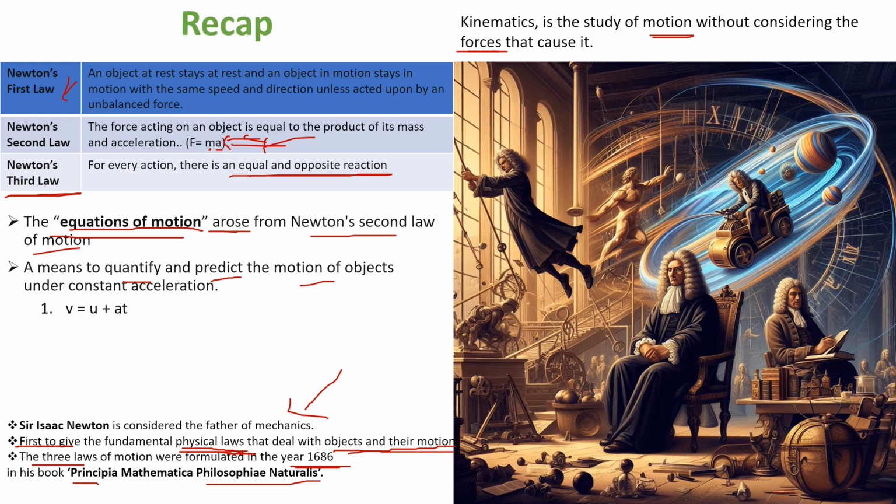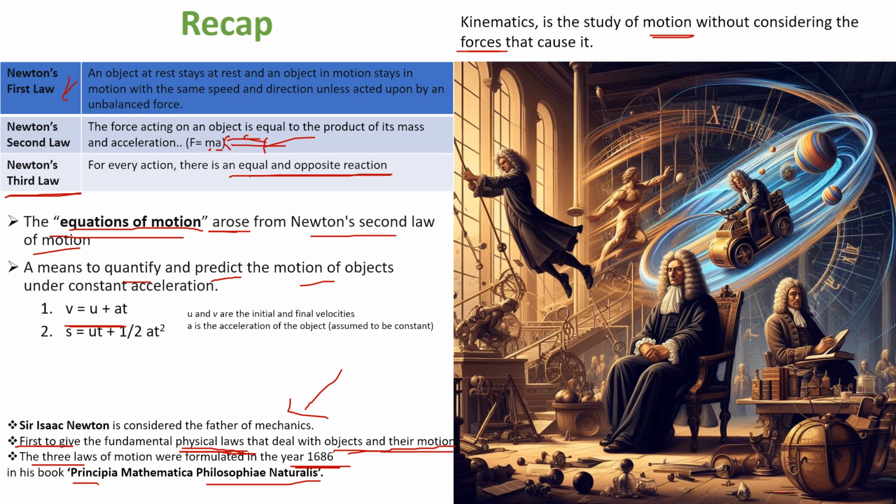What are those equations? The first equation is v = u + at. What is v? v is the final velocity. u is the initial velocity. As the object is moving, it starts at some velocity and ends with some velocity. Acceleration a is the rate of change of velocity, assumed constant in these equations, and t is of course time.